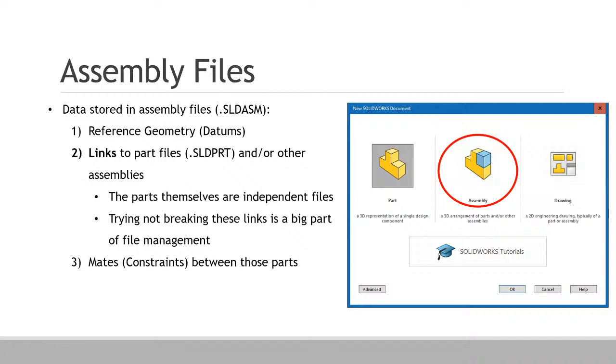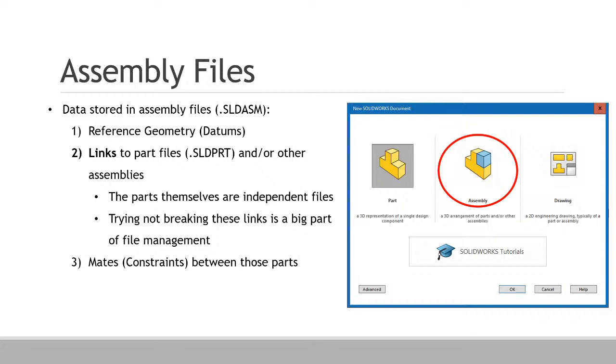The actual assembly files in SOLIDWORKS have the file extension .sldasm, similar to the part files .sldprt, solid assembly and solid part. There's not actually that much information stored in the assembly file. Even if you've got an assembly with like 1,000 parts, the assembly file itself is not storing the geometry. What it's storing is its coordinate system, so its reference geometry, its datum planes, and what have you, and then links to your part files.